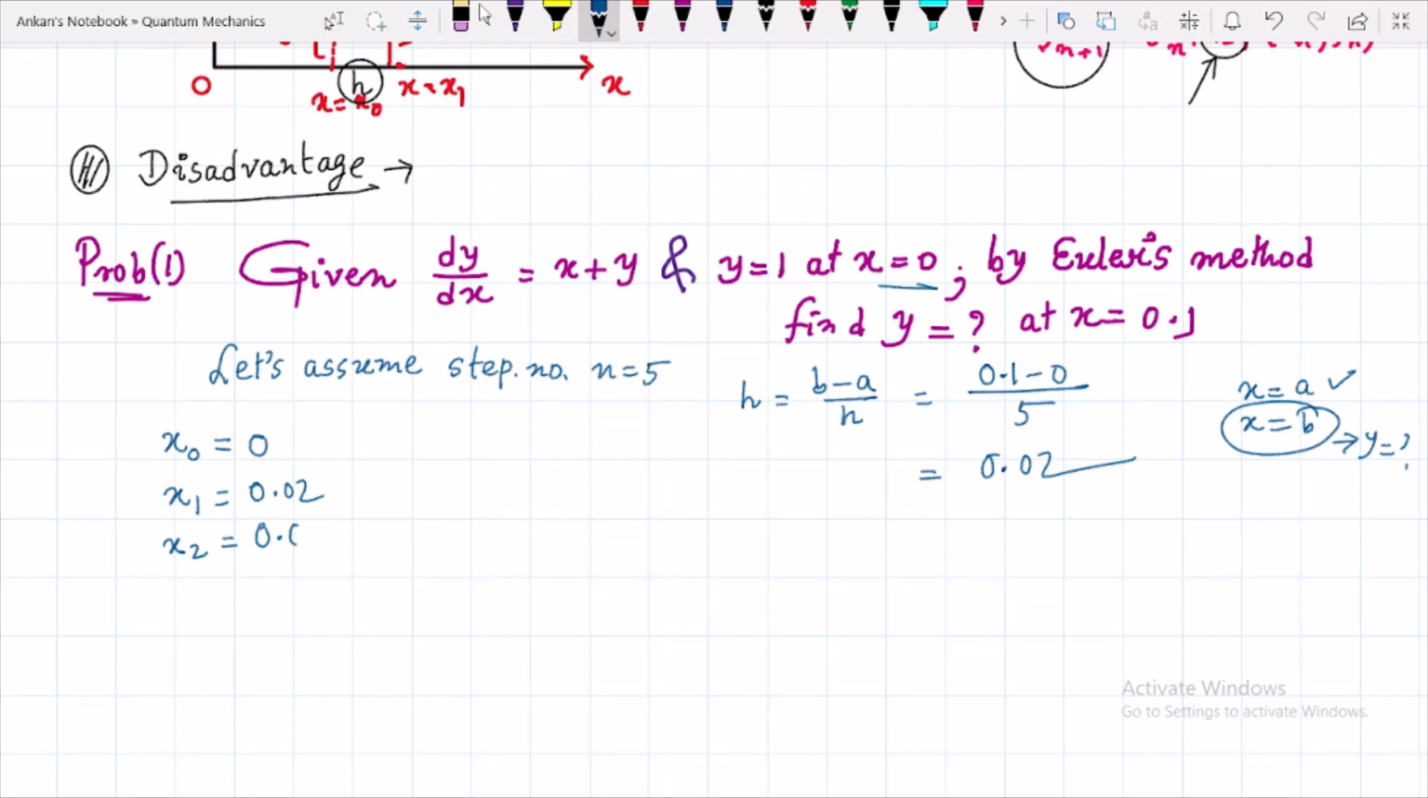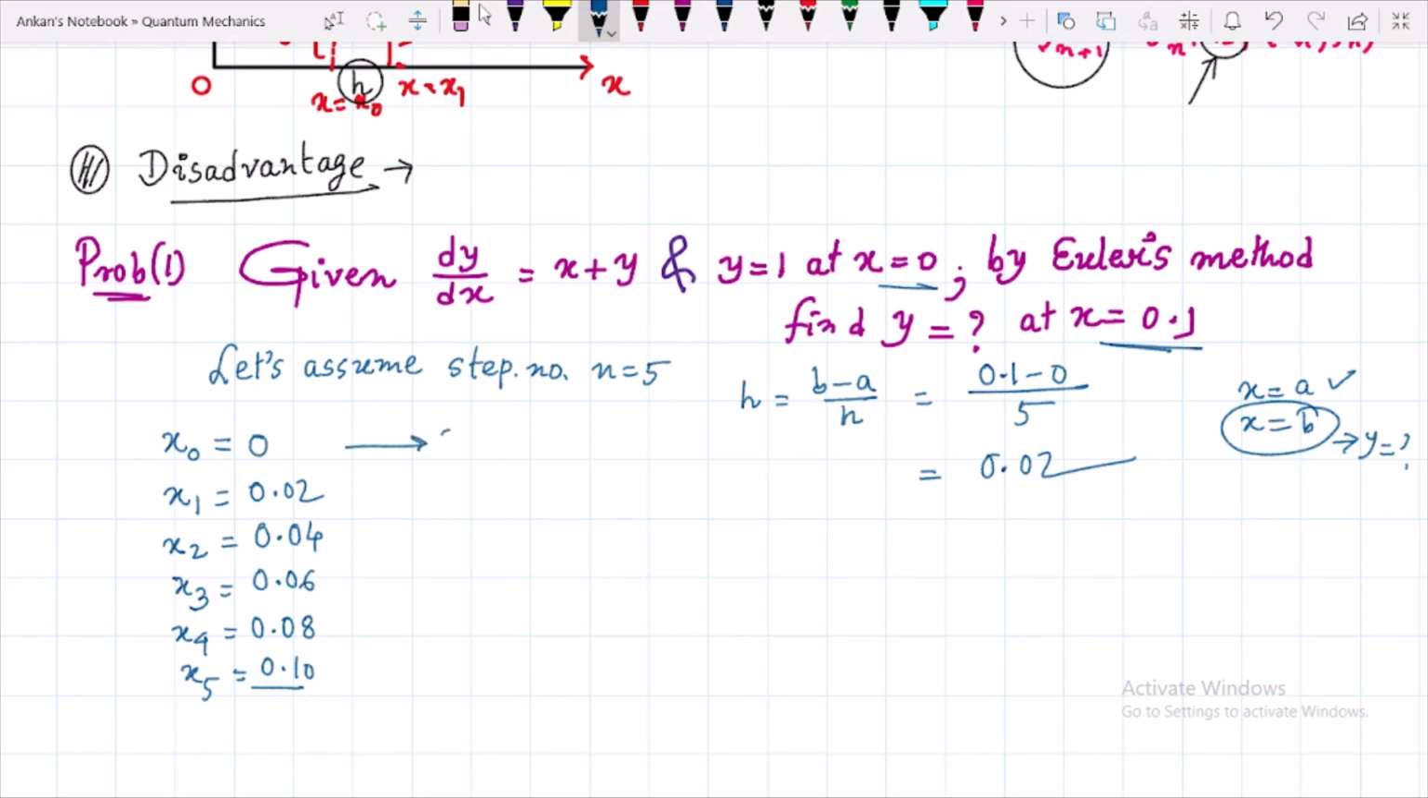x1 is x0 plus h, so 0.02 plus 0.02 is 0.04. x3 is given by 0.04 plus 0.02, which means 0.06. x4 is given by 0.06 plus 0.02, 0.08, and x5 becomes 0.08 plus 0.02, which becomes 0.10. This is the desired value of x.